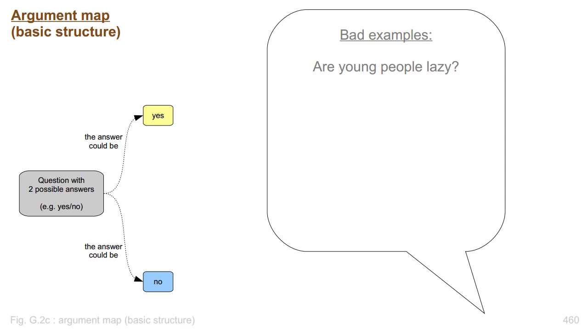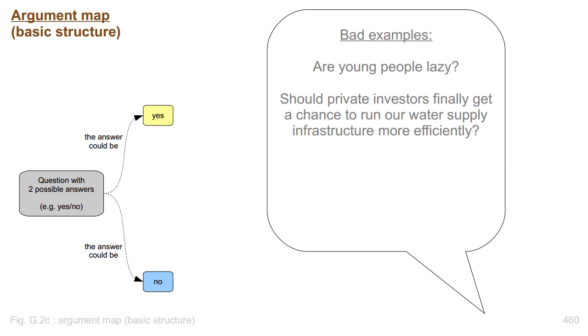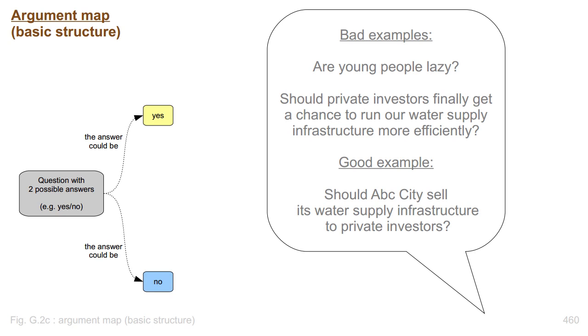Bad examples. Are young people lazy? Should private investors finally get a chance to run our water supply infrastructure more efficiently? Good example. Should ABC City sell its water supply infrastructure to private investors?